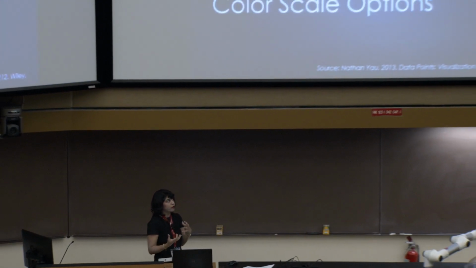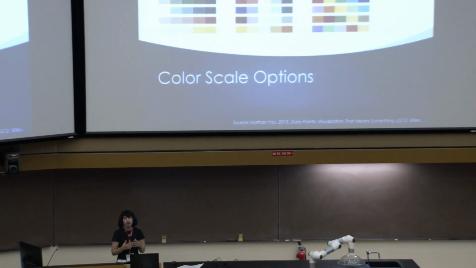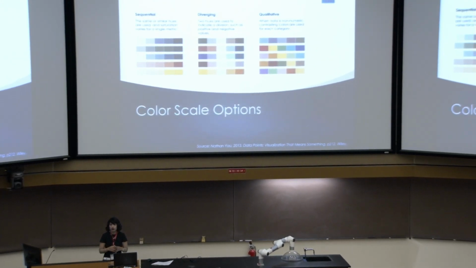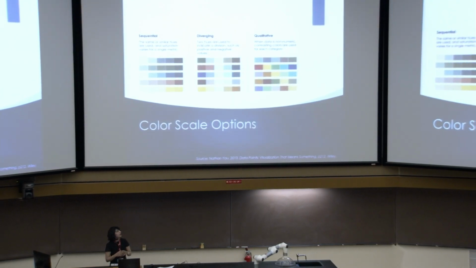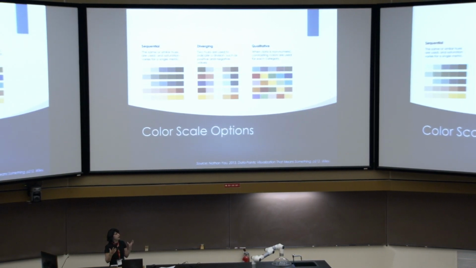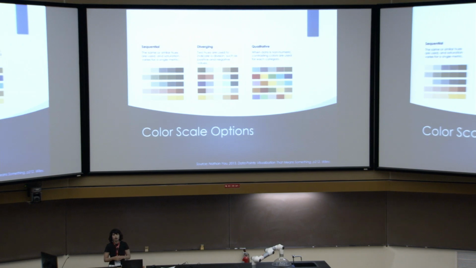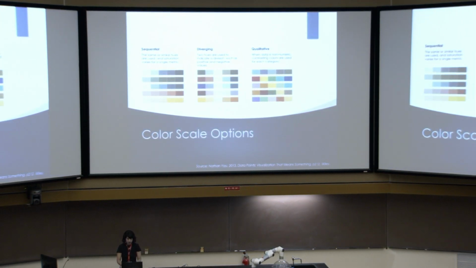And the second option, the diverging, that's more for positive and negative values. So if you wanted to represent a positive or negative profit, you could use that. And the third one, when data is not numerical, then you can use the qualitative scale option.